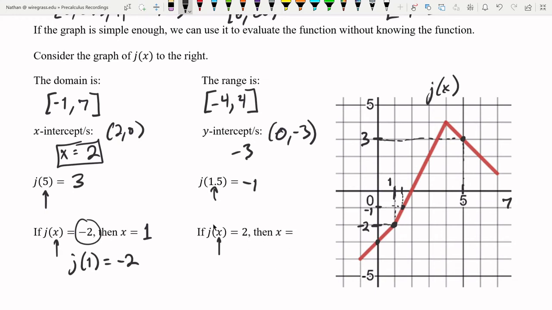Okay, for the next one, we have an output of 2. 2 is right here on the y-axis. We're not going to go left again because there's nothing over here. We're going to go right. In this case, we have actually 2 inputs give us this output of 2. The first one is 3, and the last one is 6. So both 3 and 6 give us an output of 2. So I could say j of 3 equals 2, and j of 6 equals 2.